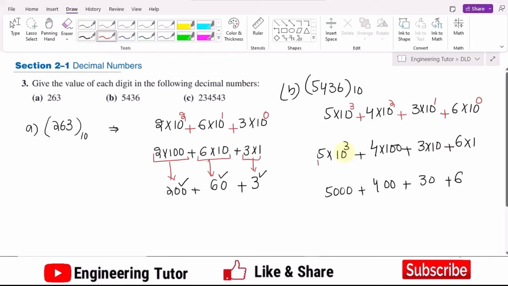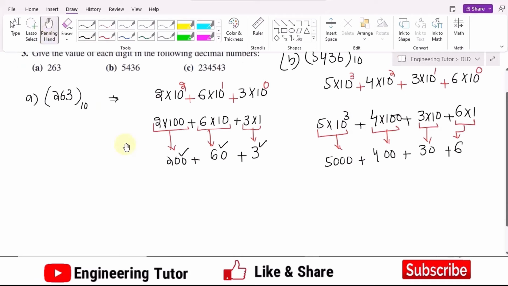Okay, so here this one is here, this is here, this is here, while this one is here. Okay, so that is the answer of part B of my question. Okay, similarly now proceeding to part C.